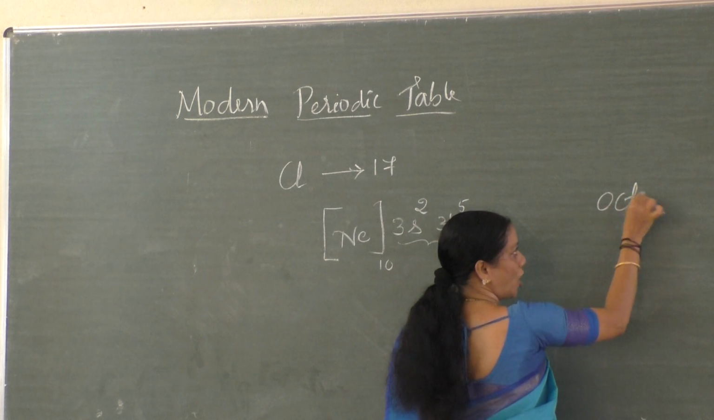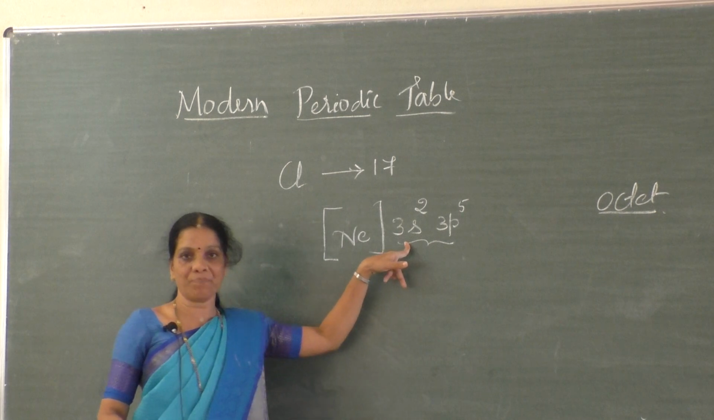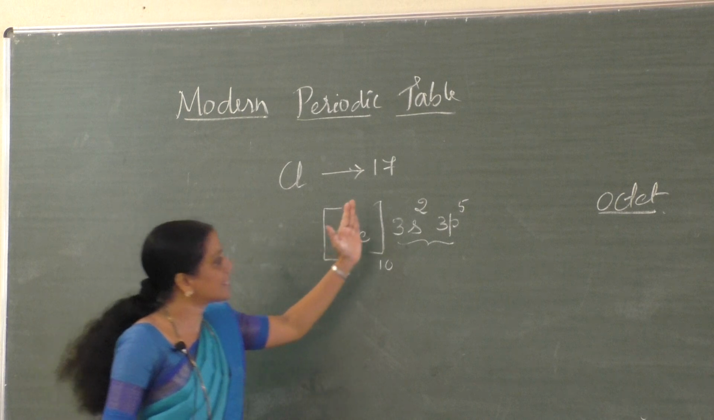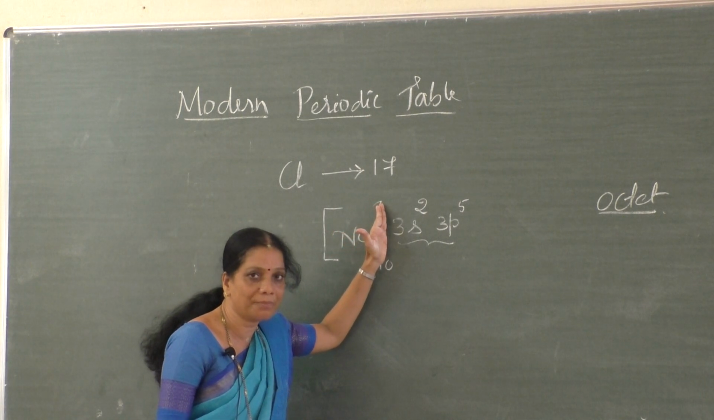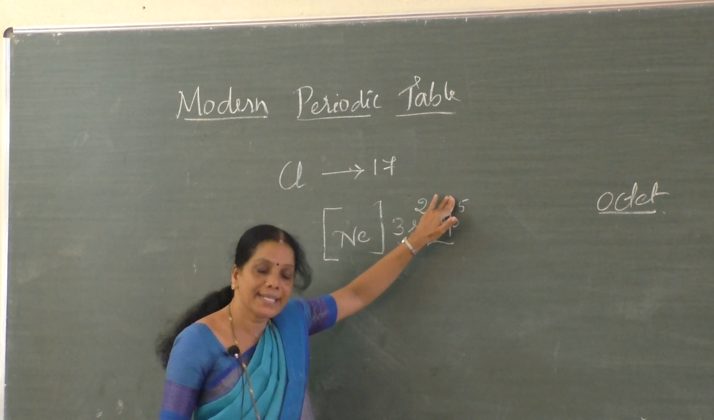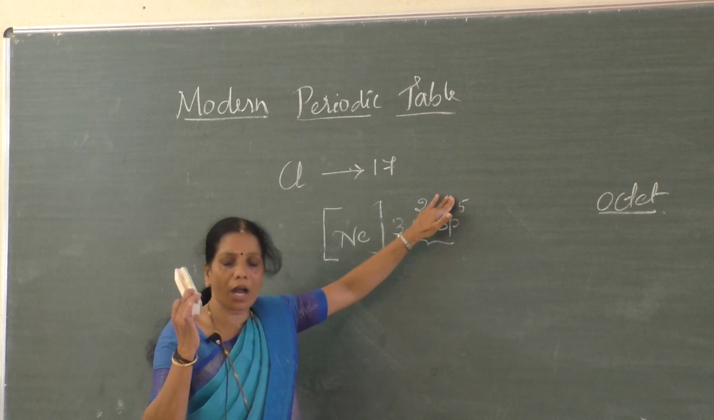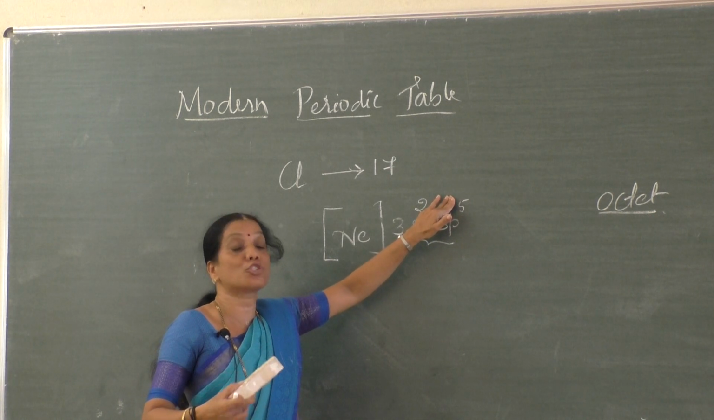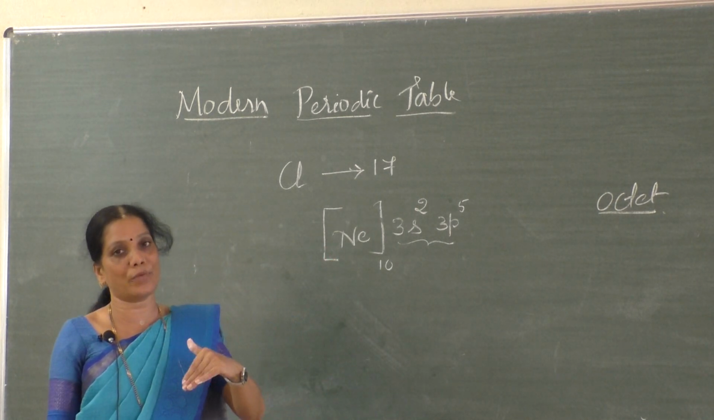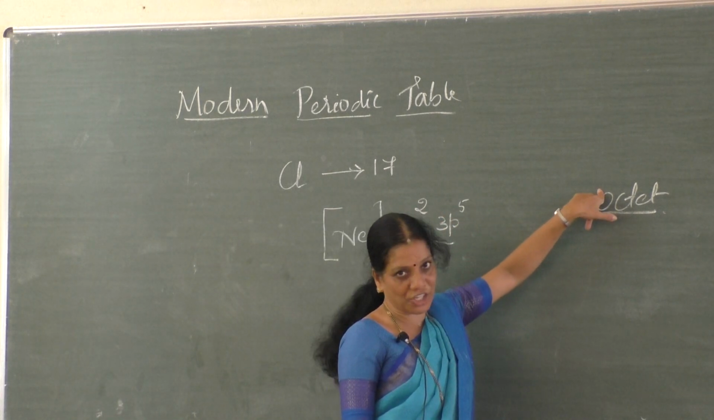Octet state. See, octet state, 8 electron configuration, isn't it? Now for chlorine, the shortage is of how many electrons to reach the octet configuration? Just see the outer electronic configuration here, 3s2, 3p5, totally 7 electrons are there. It is very difficult to lose those 7 electrons. A high amount of energy is required to lose those 7 electrons. But very easily it can gain what? An extra 1 electron to reach this octet configuration.